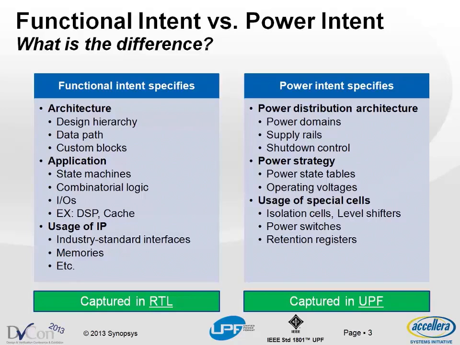You're all familiar with the functional intent. Your state machines, is it a DSP, cache, whatnot? What might be somewhat new is the power intent. Your power distribution architecture. What's a power domain? How are you defining supply rails? For most folks who are doing RTL design, having to worry about what's the name of your VDD seems a bit far-fetched. It's usually, I've got this, it works, it's always on. This is something the physical guys take care of for me.